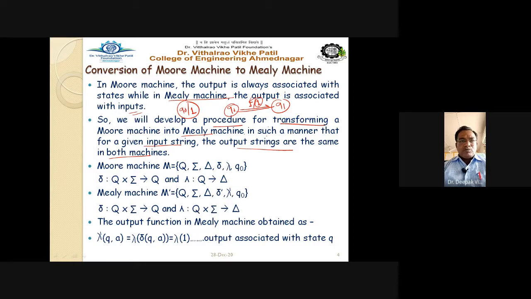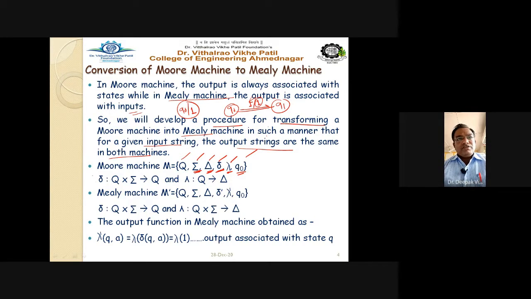The definition of Moore machine you know very well, that is M equal to (Q, sigma, capital delta, small delta, lambda, Q0), where Q is the finite set of states, sigma is the input alphabet, capital delta is the output alphabet, small delta is the transition function, lambda is the output function in Moore machine, and Q0 is the start state.